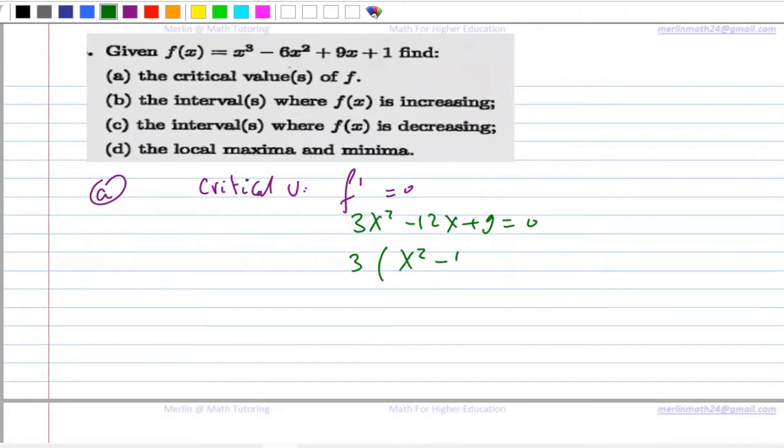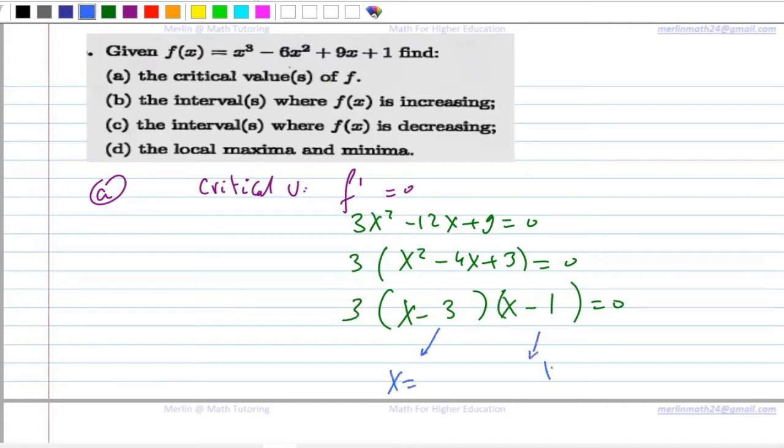Now I would go with factoring if possible. So we get x squared minus 4x plus 3. Now it is easy, determine that you have a 3 and a 1, x minus each. Now the values obtained would be x equal how much in each? 3 here and a 1 there. Okay. Now those are critical values, yes.